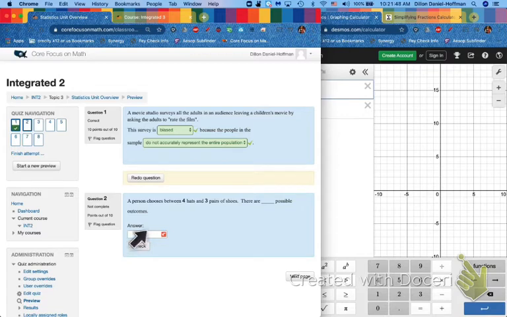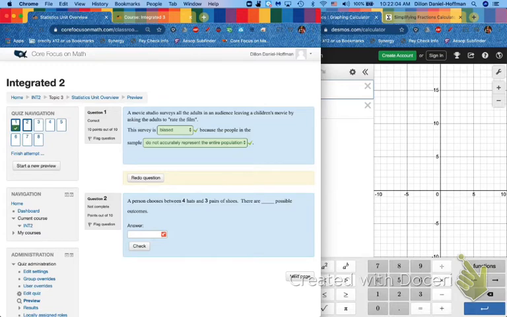This is a problem that says a person chooses between 4 hats and 3 pairs of shoes. There are blank possible outcomes. Now, I hope they're wearing something other than this. It's just a hat and a pair of shoes, but hey, to each their own. This is a very simplified version where we just have to multiply our 4 times 3.